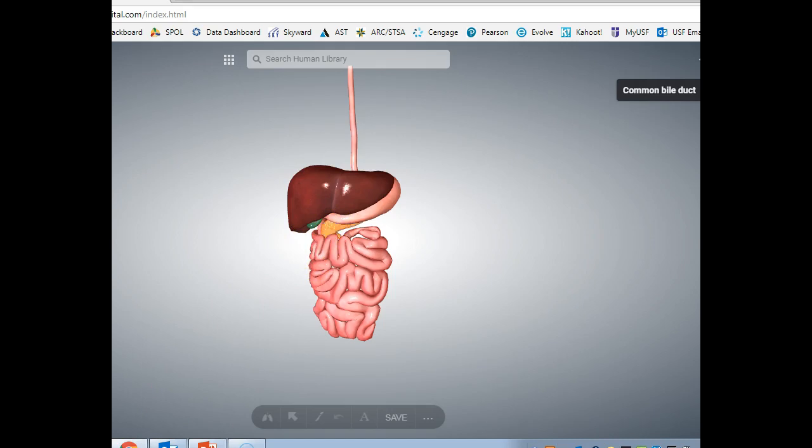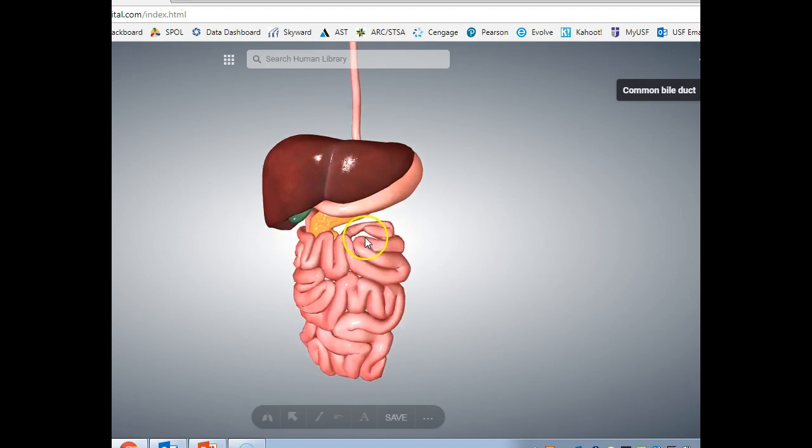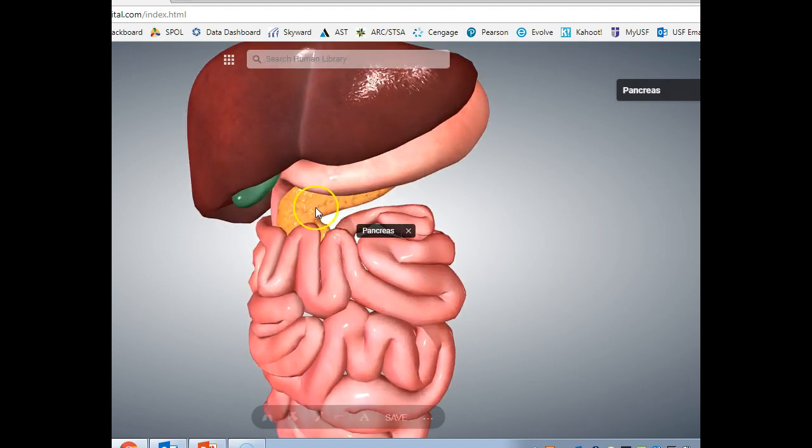So next we have the pancreas, right in here. So this is going to lie just behind the stomach.